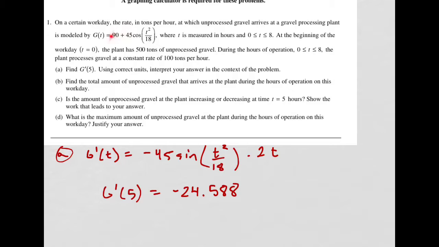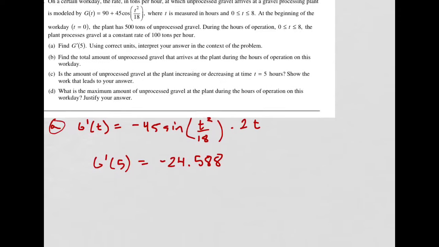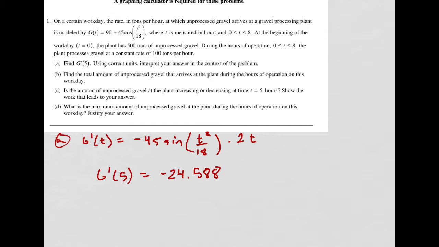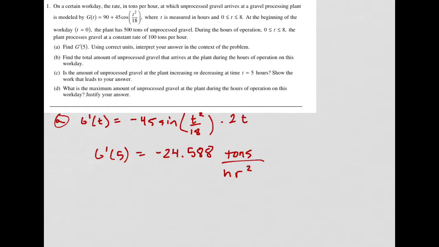If this is the rate at which gravel is being processed, the derivative of this is the acceleration. Like if you had position and then velocity and then acceleration. Instead of meters per second, there would be meters per second squared for acceleration. This will be tons per hour squared. So let's say that. Or you could say tons per hour per hour. And now let's say in words what this means.